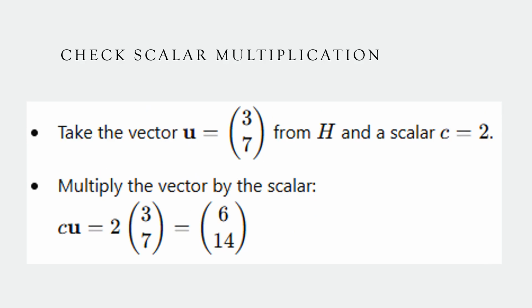So since we're checking for scalar multiplication, we need to take the vector u, which is (3, 7), from H, and a scalar c equals 2. We multiply that vector by the scalar. So cu equals 2 times (3, 7), and when we take that, we get (6, 14) for our vector.